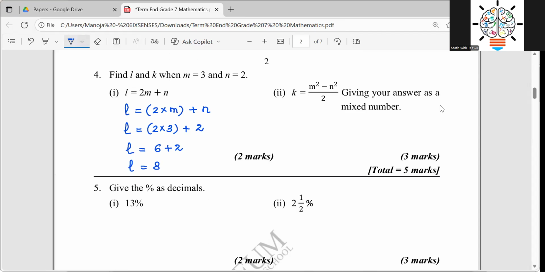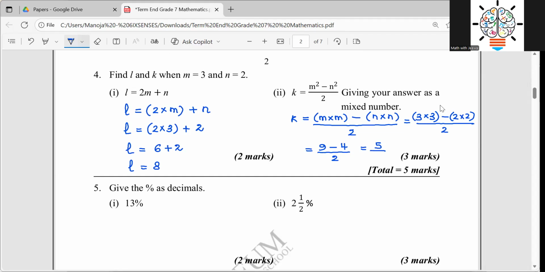Then the next one, giving your answer as a mixed number, right? We'll see how it works. M squared means M multiplied by M, minus N squared is N multiplied by N. The whole thing I divide by 2. So then how can I write? I write 3 times 3 subtract 2 times 2, divided by 2. So then 3 times 3 is 9, 2 times 2 is 4, divided by 2. So then the answer is 5 over 2.